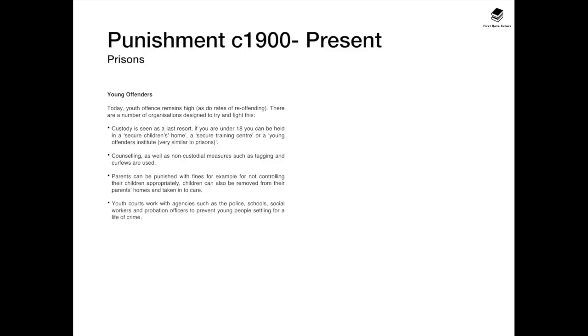Today, youth offending remains high, as do rates of reoffending. There are a number of organizations designed to try and fight this. Custody is seen as a last resort. If you're under 18, you can be held in a secure children's home, a secure training center, or a young offenders institute, very similar to prisons.